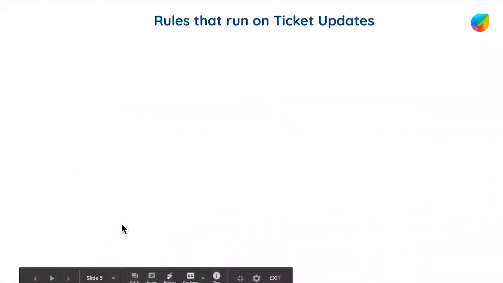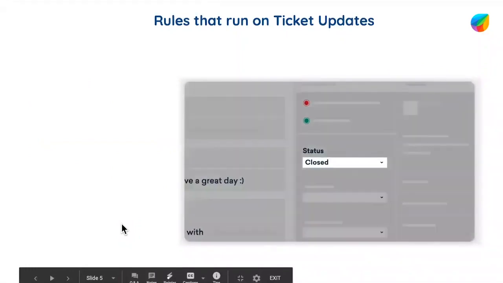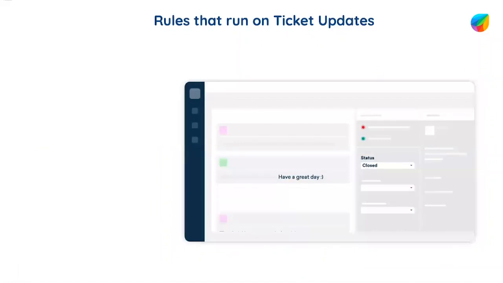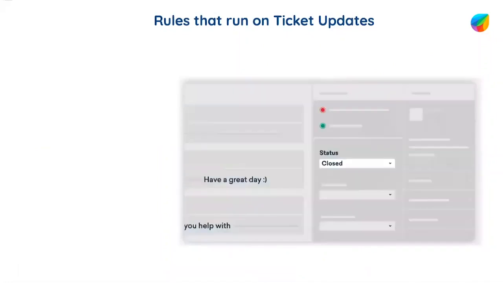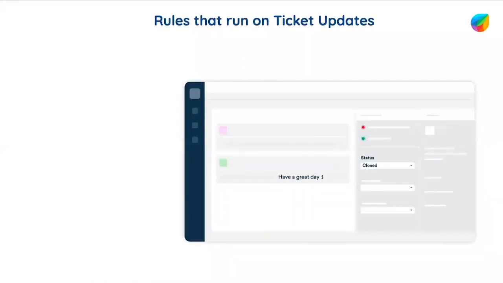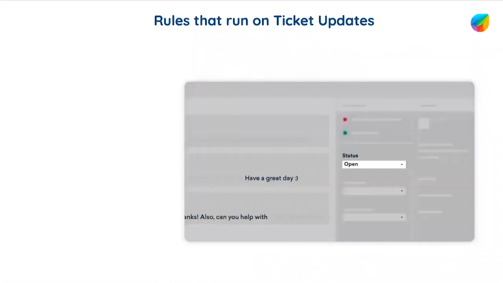So the next type is rules that run on ticket updates. Now these rules are constantly on the lookout for any update that's happening in your tickets. And based on that, you can have actions defined. So the most common example is how these rules reopen tickets. If your team responds to a customer and says awaiting on customer, and if the customer responds to you, these rules can open them back up. So it's back in your team's inbox.